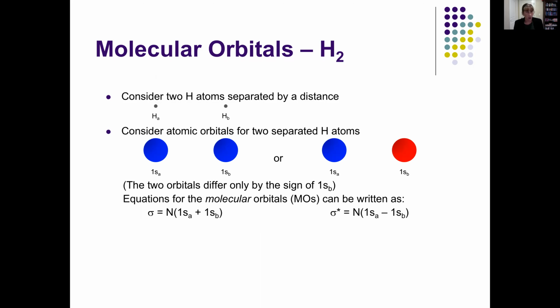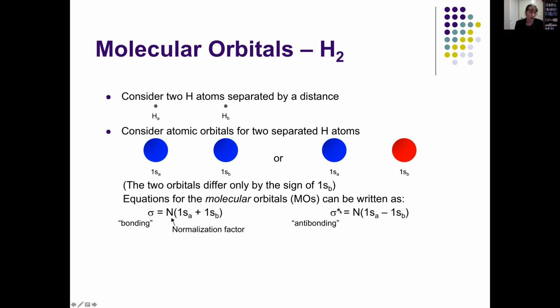Now, we can actually write equations for the molecular orbitals for both of these situations. So in one case, we've got 1sA and 1sB having the same sign, so we'll have a plus here. Over here, they've got the opposite sign, so we'll have, say, 1sA minus 1sB. Now, in the case where they both have the same sign, this is our bonding orbital, or bonding sigma orbital. When they don't have the same sign, this is our anti-bonding orbital. So it's our sigma star orbital.